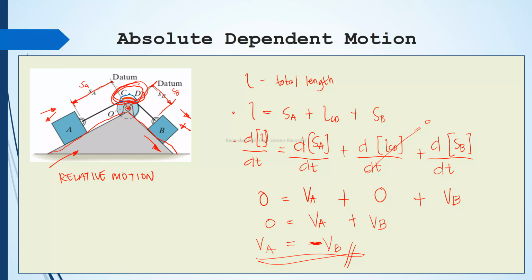Now, if we differentiate this further, the velocity with respect to time, then we'll come up with the acceleration of A is equal to the negative acceleration of B.